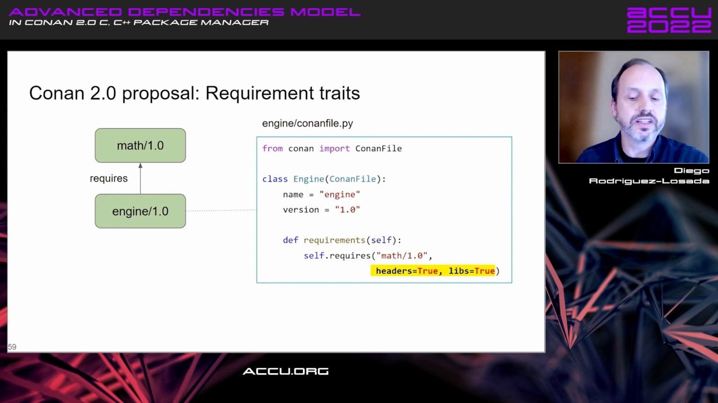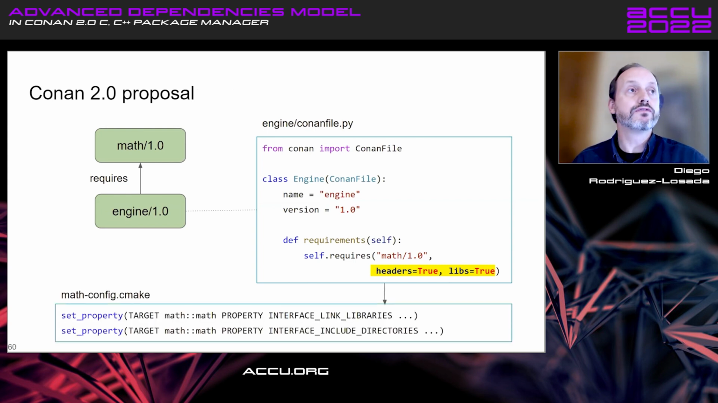The major difference here is that the requires now introduce a concept that we call requirement traits. And a regular requires, self.requires("math/1.0"), by default contains many traits. I'm going to start with the headers and the libs traits. The default requires assumes you are requiring a library, okay? And by default, when you are requiring a library directly, you will use the headers of that library and you will use the libraries of that library. So by default, the headers trait is true and the libs trait is true.